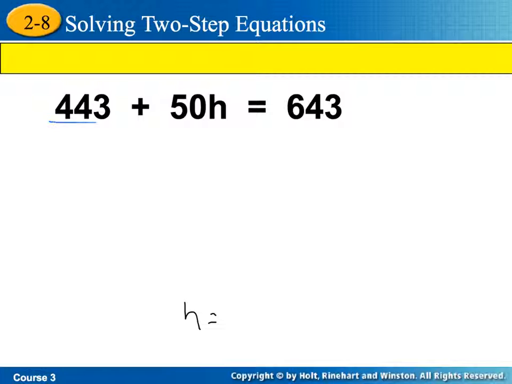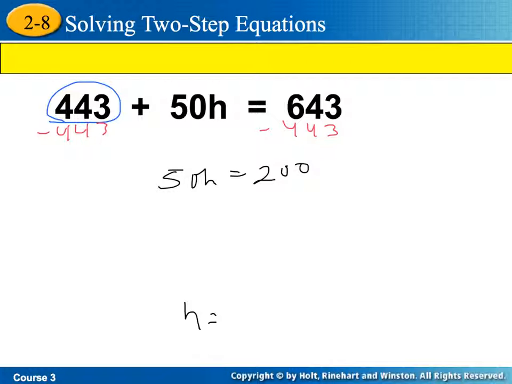So what happens? We want to get rid of this 443. How do we do that? We subtract 443. So what's left is 50H is equal to 643 minus 443, which is 200. I wanted to get rid of that 443 first, because you add or subtract first when we are undoing an equation, then multiply or divide.